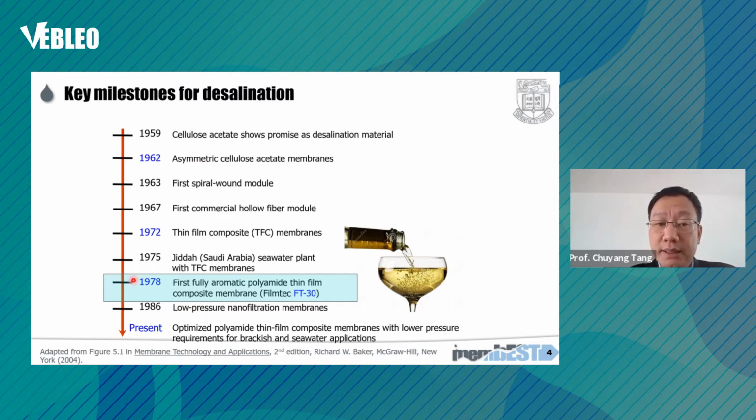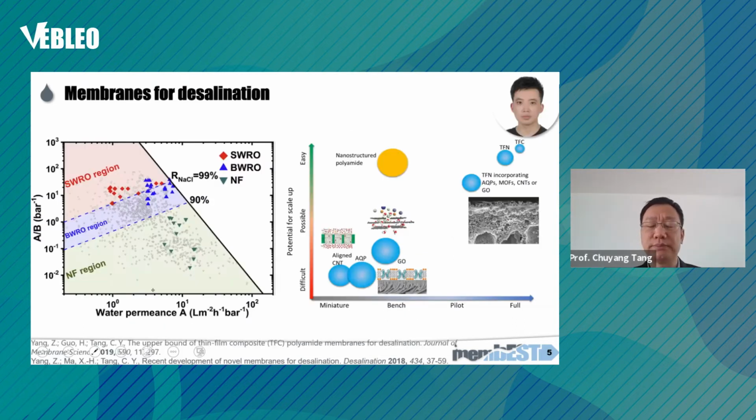And the current kind of membrane we are using is the so-called polyamide thin film composite membrane. Now, this membrane was invented 40 plus years ago. So 40 plus years ago, we invented this membrane, and today we're still using the same kind of materials. So the question is, can we do better?